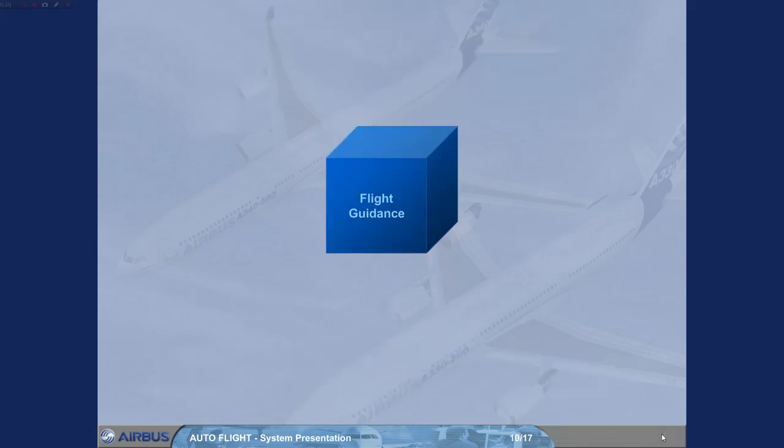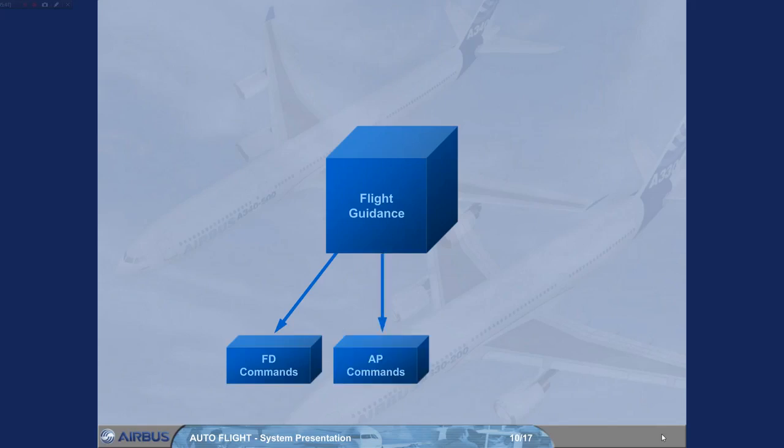The flight guidance part of the FMGS provides flight director commands for the pilot to control the pitch, roll, and yaw. Autopilot commands to automatically control pitch, roll, and yaw, and auto thrust commands to automatically control thrust.